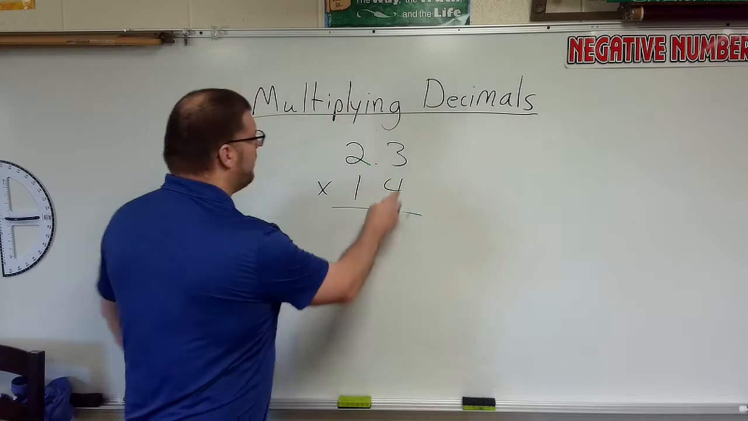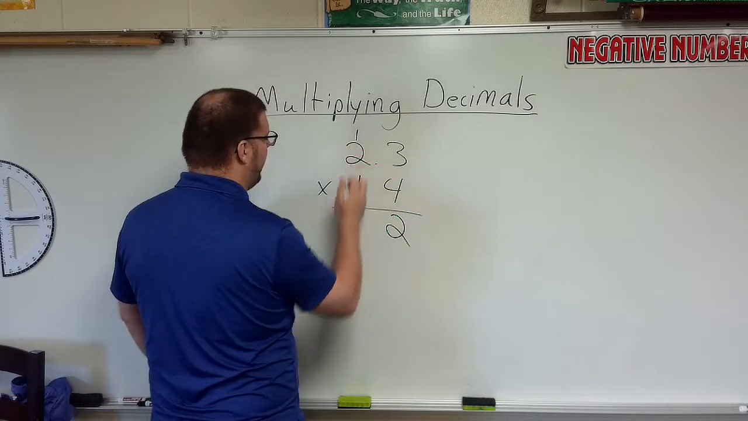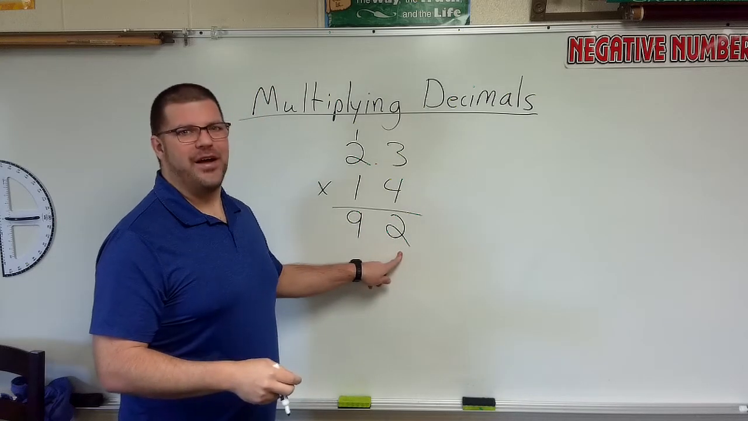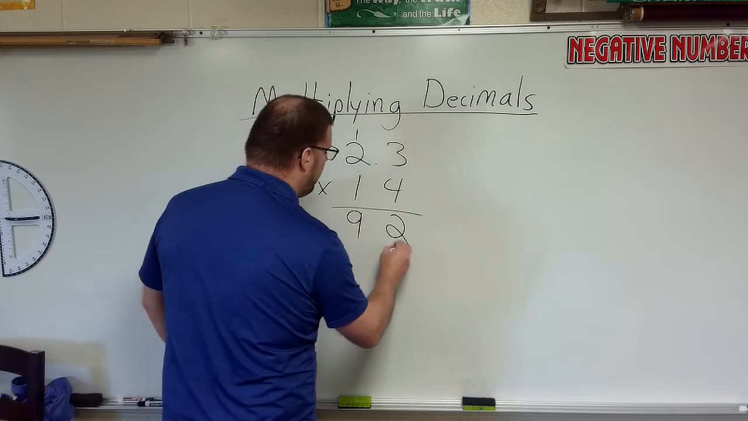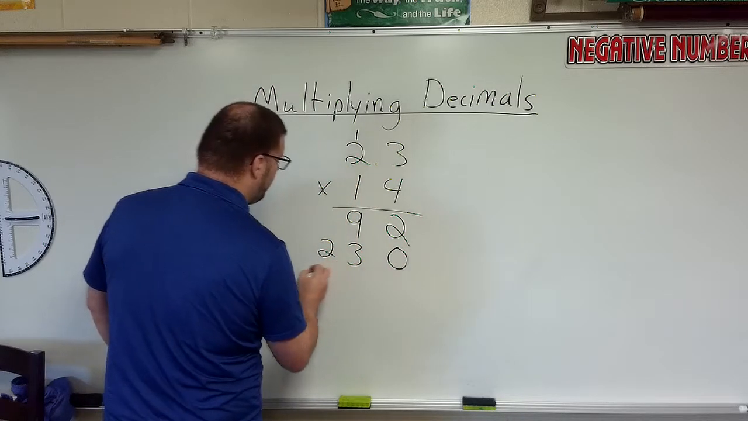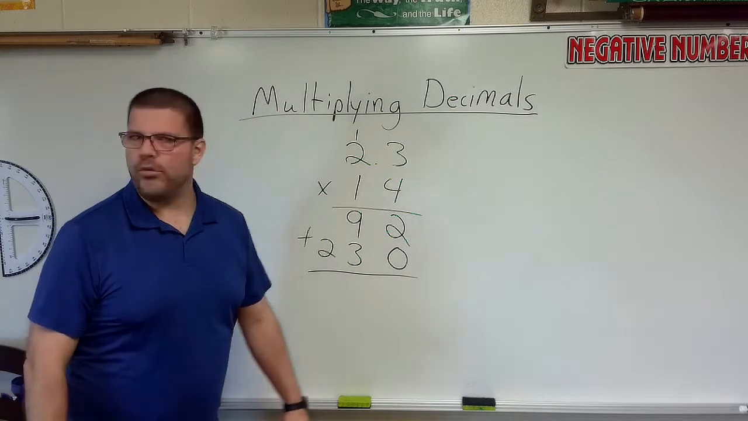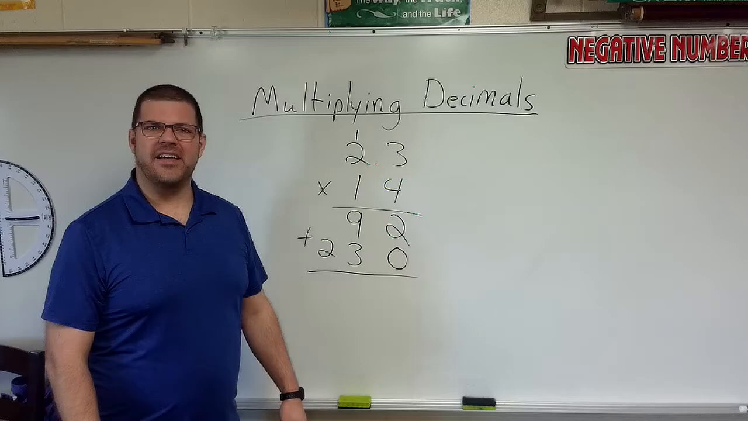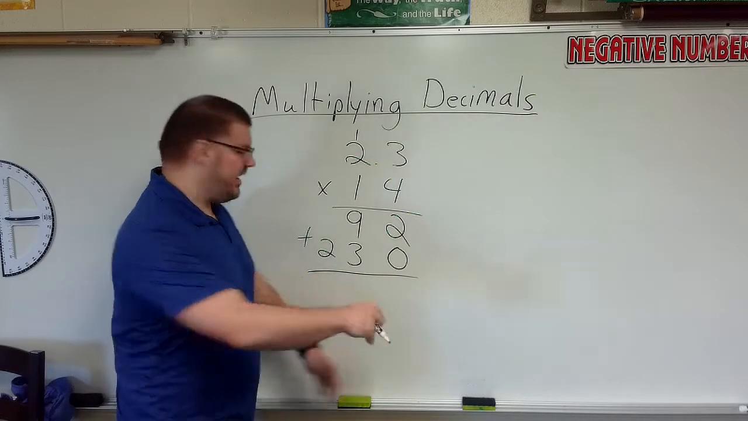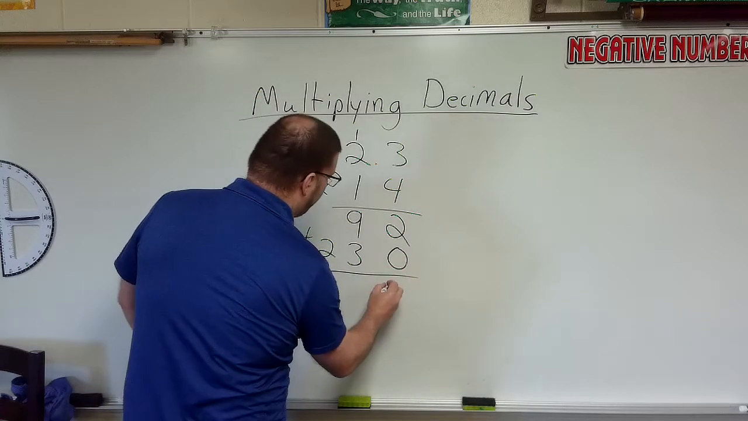4 times 3 is 12. 4 times 2 is 8, plus 1 is 9. What do I have to do here? Drop the 0. All right, 1 times 3. 1 times 2. Now add them up. Do I add the decimal yet? No, just wait till the end. When you get all your answer down here, then add the decimal. Not yet. 2 plus 0 is 2.